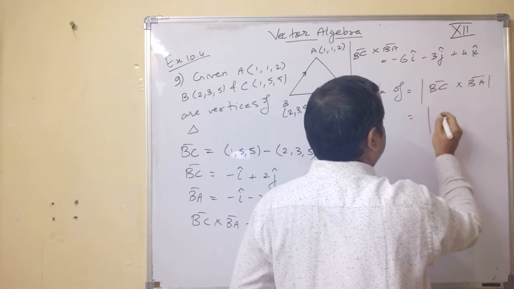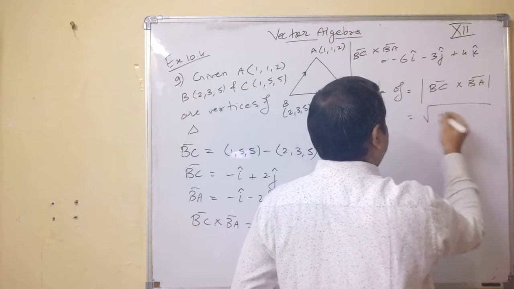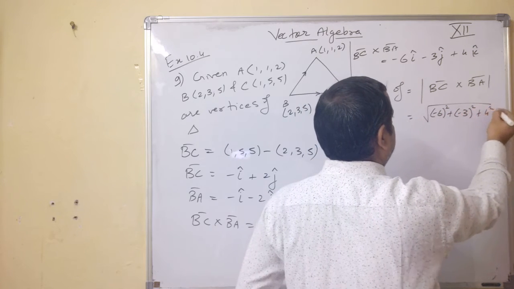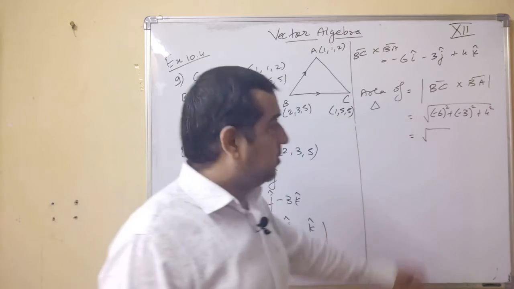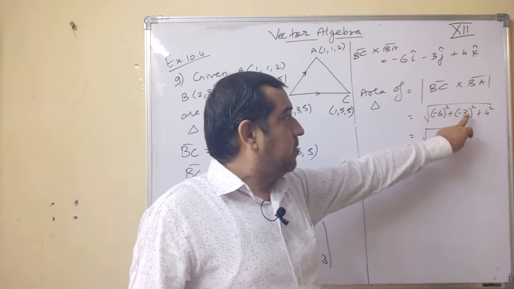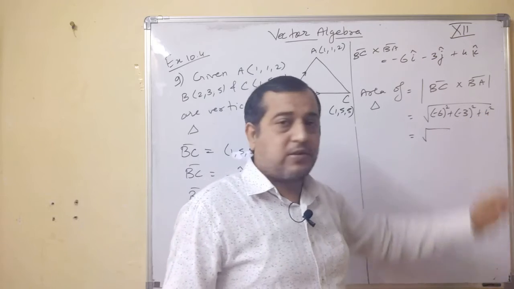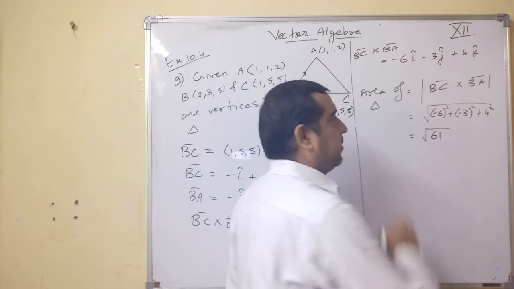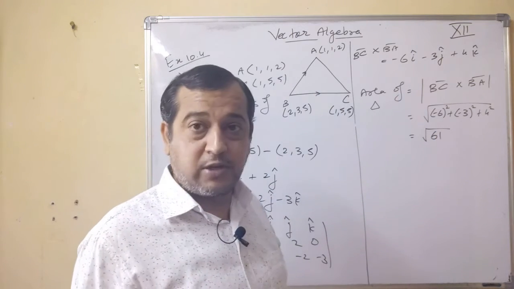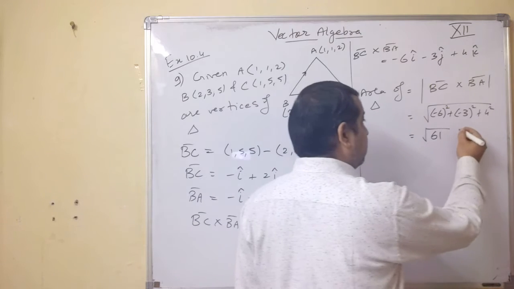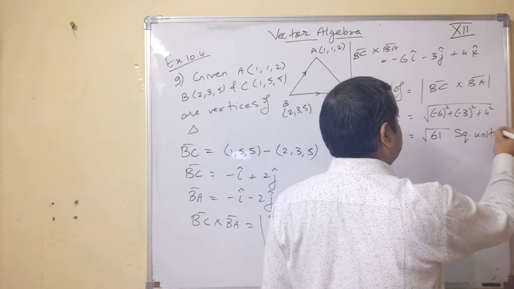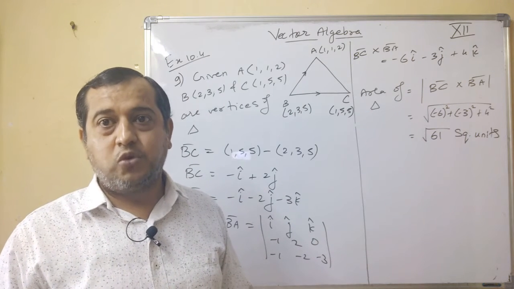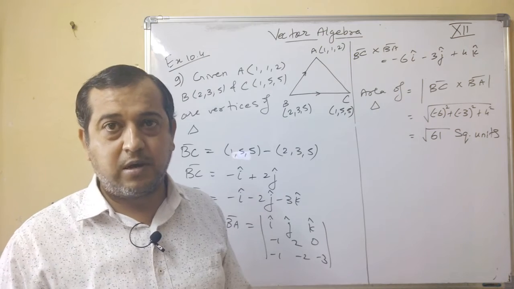Area of triangle will be half the modulus of BC cross BA. This will be under root of minus 6 square plus minus 3 square plus 4 square. 36 plus 9 is 45, plus 16 gives you under root of 61. One important thing you have to mention is square units. This is the most important word because you are finding the area of a triangle. So under root of 61 square units will be the answer.